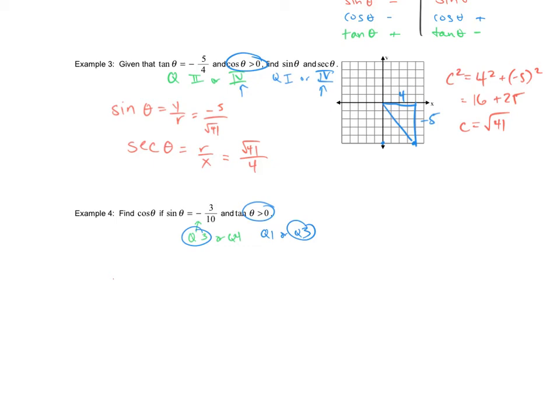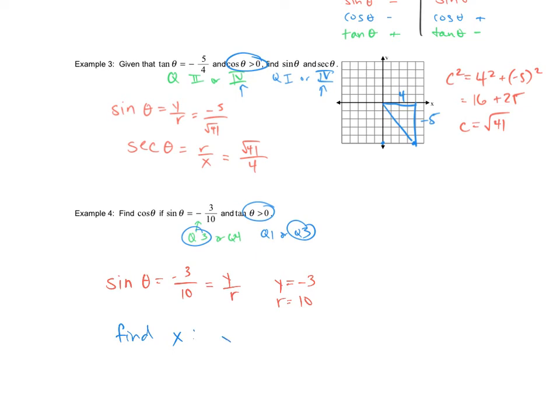So now we're going to pick apart the statement that if sine theta equals negative 3 over 10, then we know that has to equal y over r. And so because I'm working in quadrant 3, y has to be the negative value, so y equals negative 3 and r equals 10. Next, we want to find x because we need that for cosine.